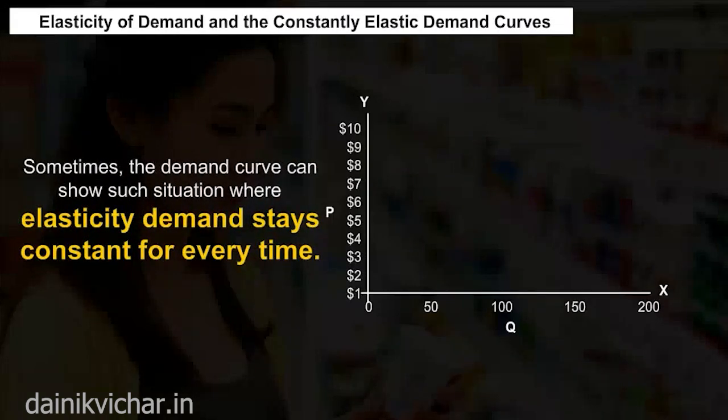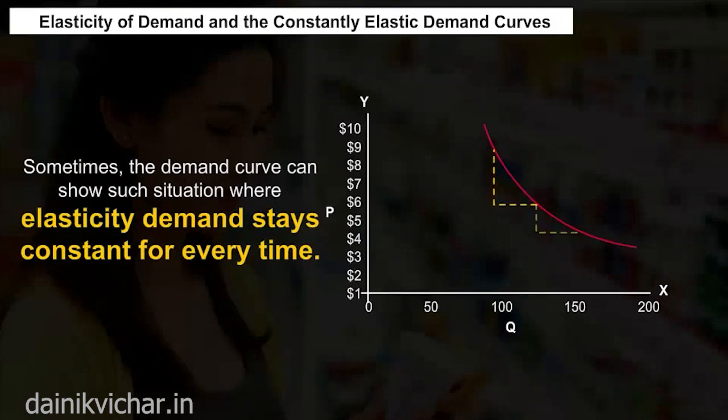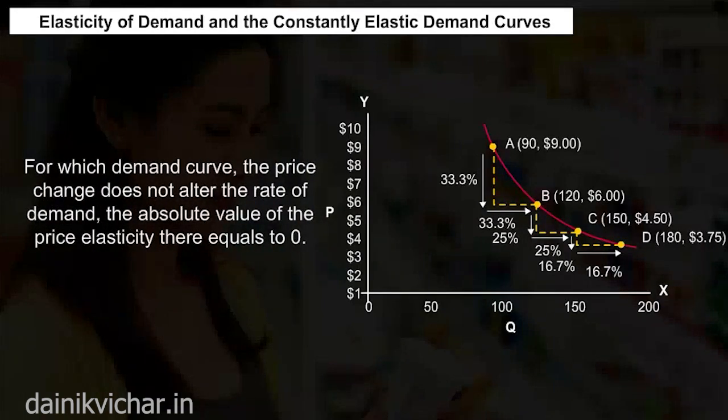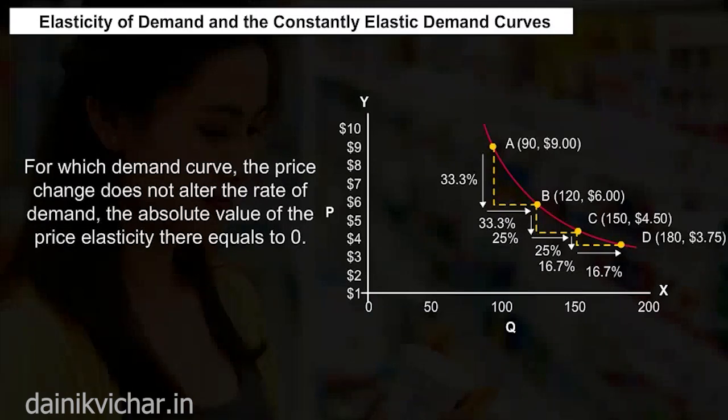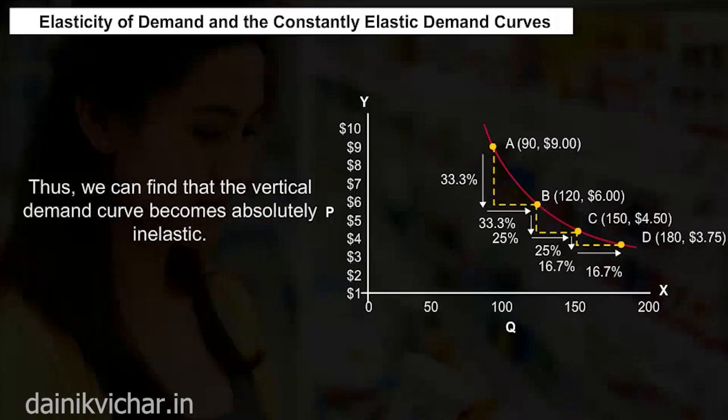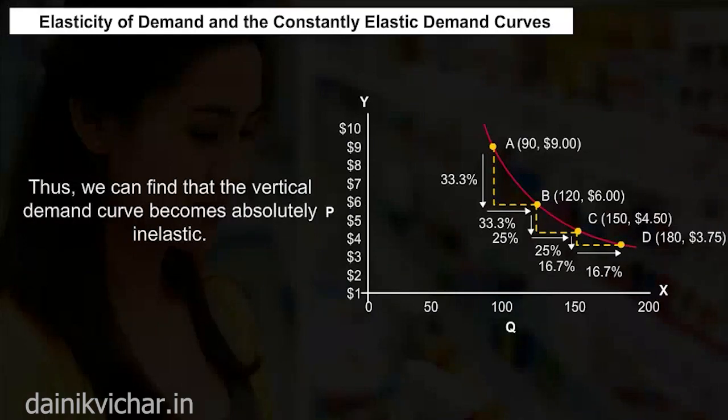Sometimes the demand curve can show a situation where elasticity of demand stays constant all the time, for which the price change does not alter the quantity demanded. The absolute value of the price elasticity there equals zero. Thus we find that the vertical demand curve is absolutely inelastic.